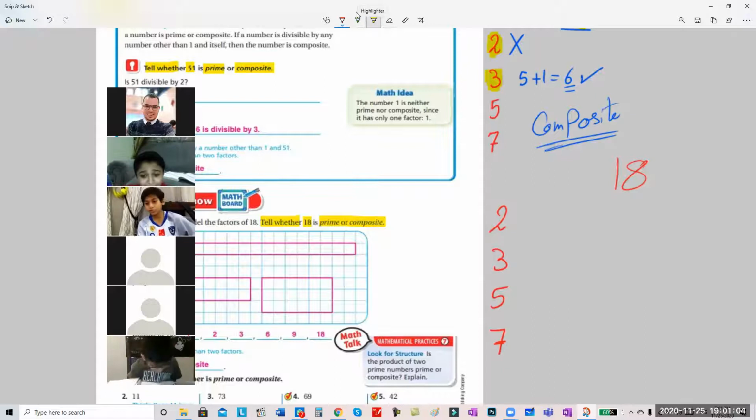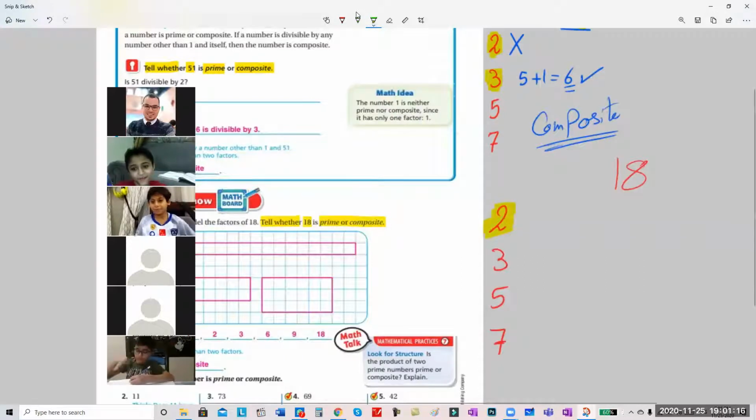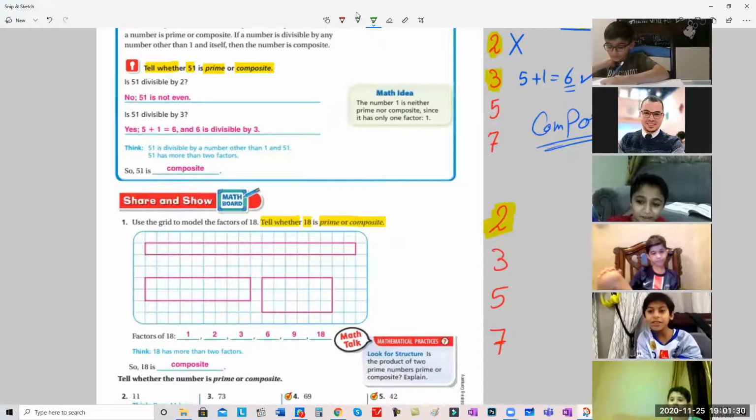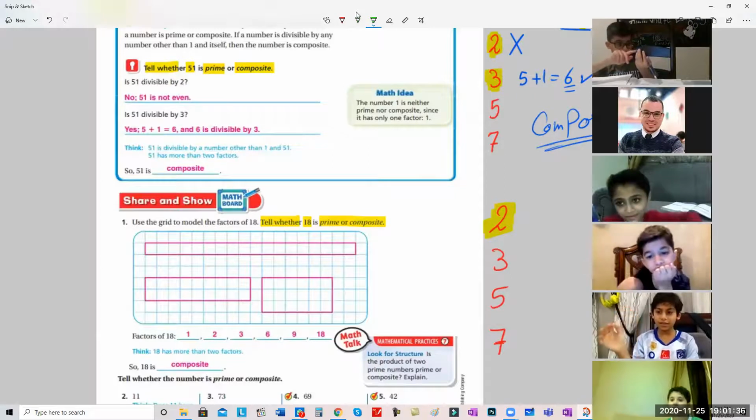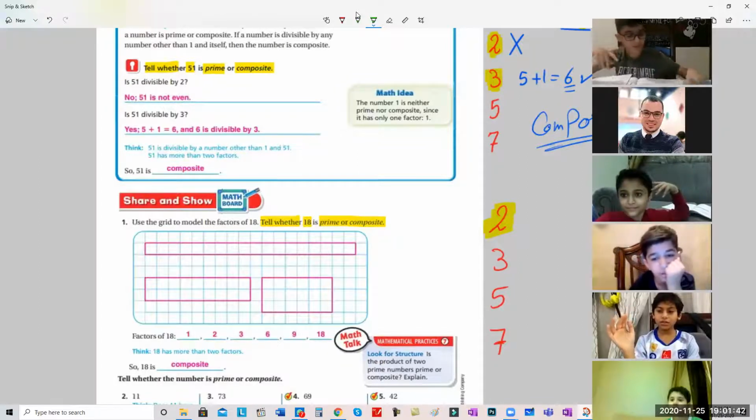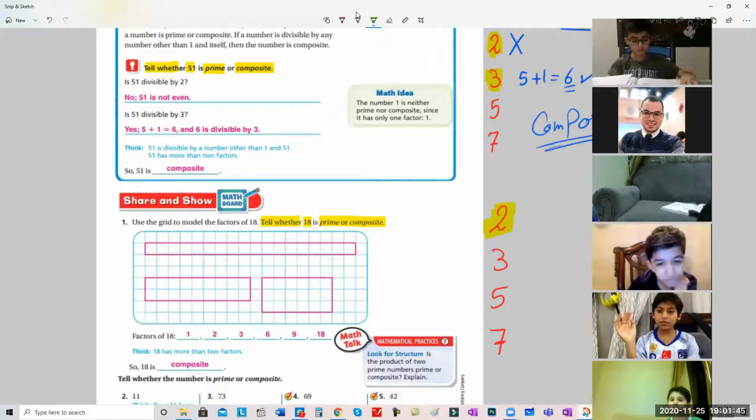So first of all, can we divide 18 by 2? How can we know? No, we can't, because 1 plus 8 becomes 9. Okay, what about Yusuf? Yusuf, what do you think about Abdullah's answer? Can we divide 18 by 2 or not?